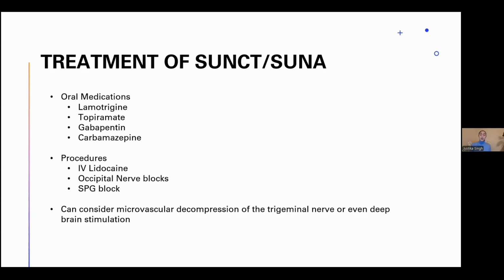So if on imaging, it's noted that there's compression of the trigeminal nerve, that can be decompressed with surgery, with brain surgery. You can do deep brain stimulation. Other treatments like gamma knife surgery are also options for really refractory cases.